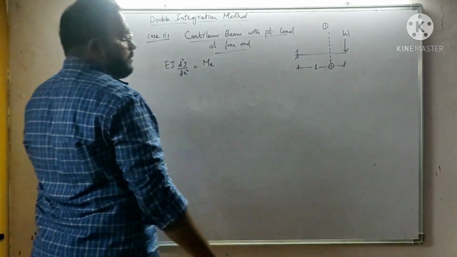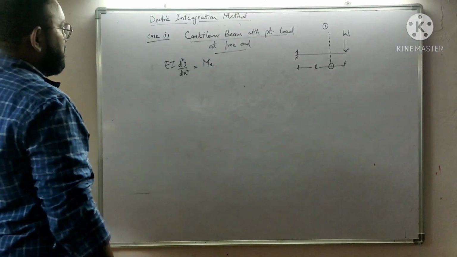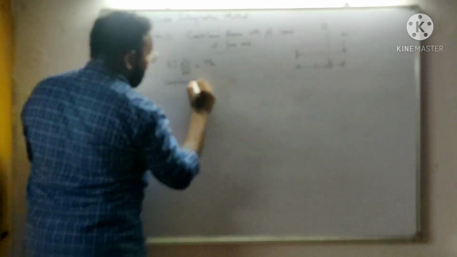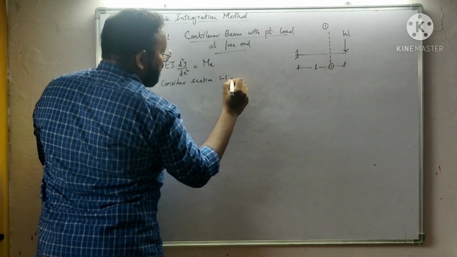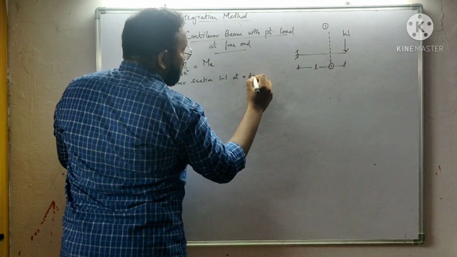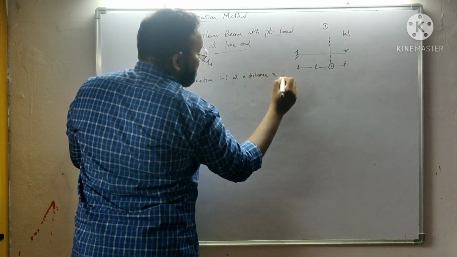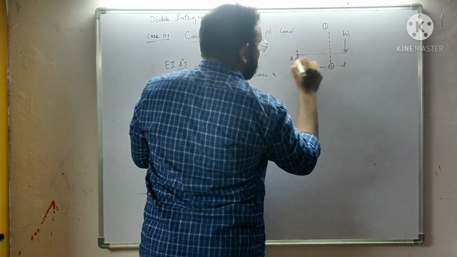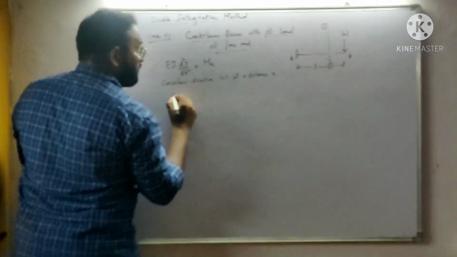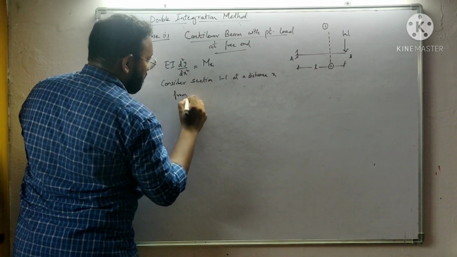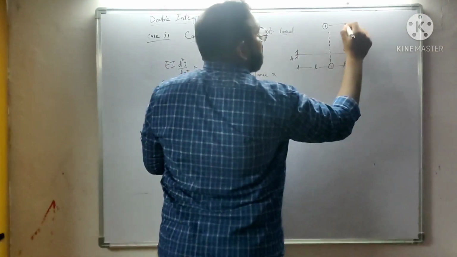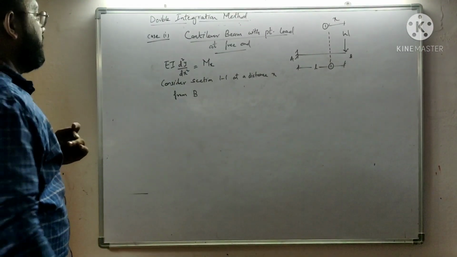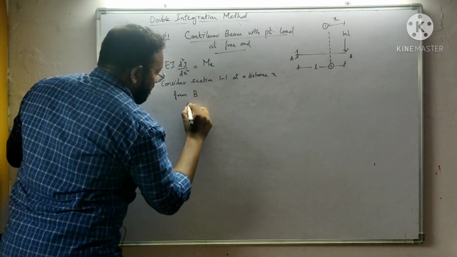Now section 1 is considered. I'll write first what is Mx. Consider section 1 at a distance of x from, let this be A and this B, this is your free end B, at a distance x from B or free end. So this is x here. So I need to write the equation of Mx.